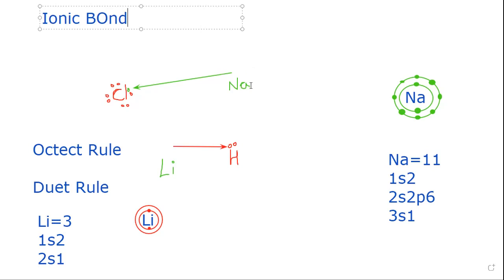Now, sodium has a charge, and chlorine also has a charge because chlorine doesn't have 17 electrons anymore. How many electrons does chlorine have now? 18. Now it has 18. About sodium, how many electrons does sodium have now?